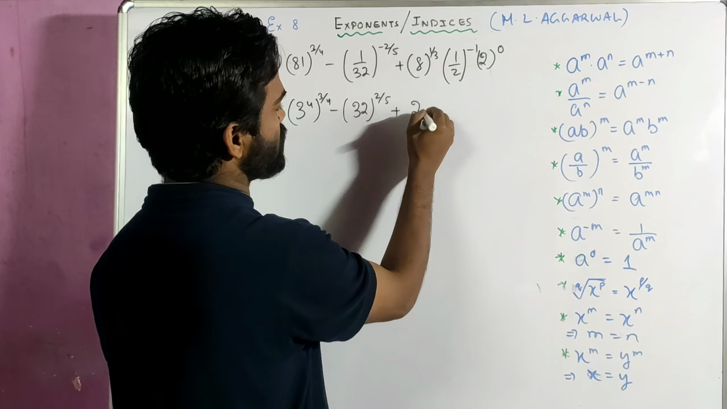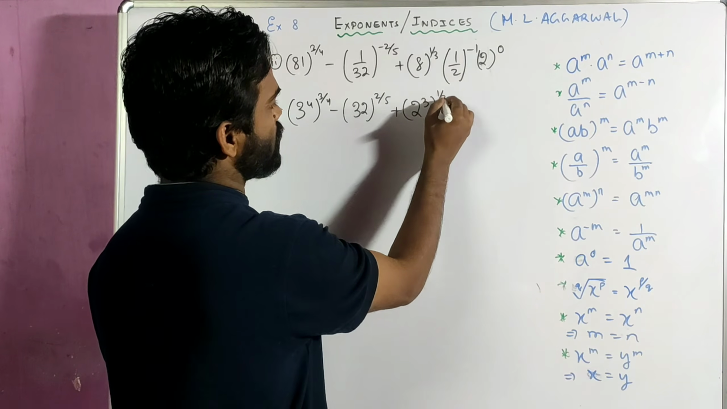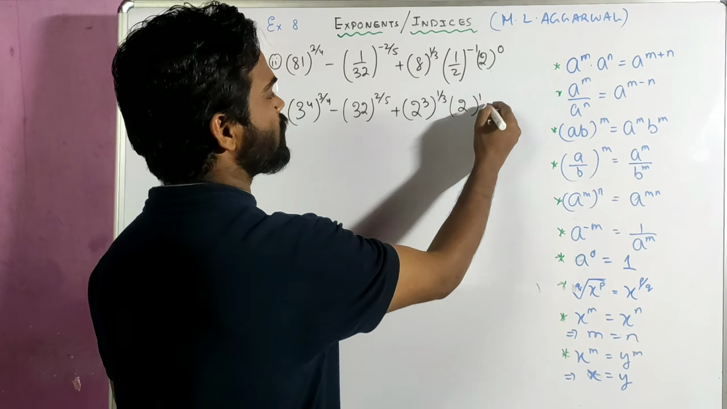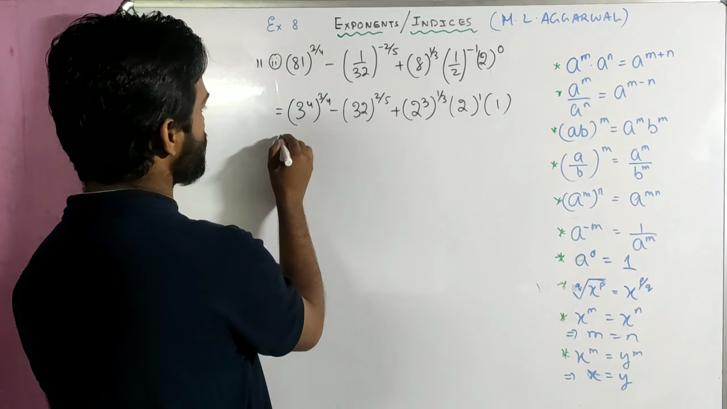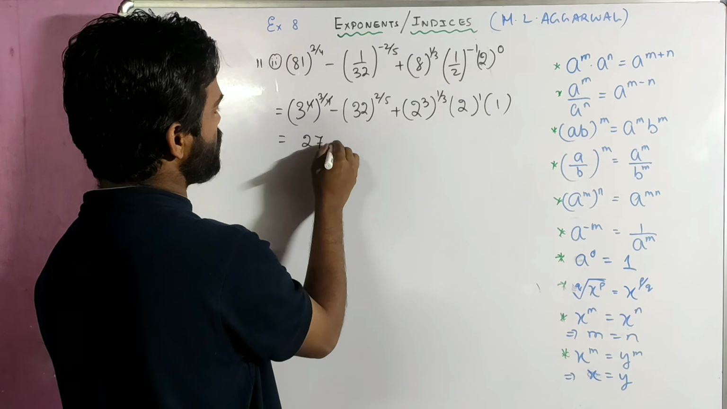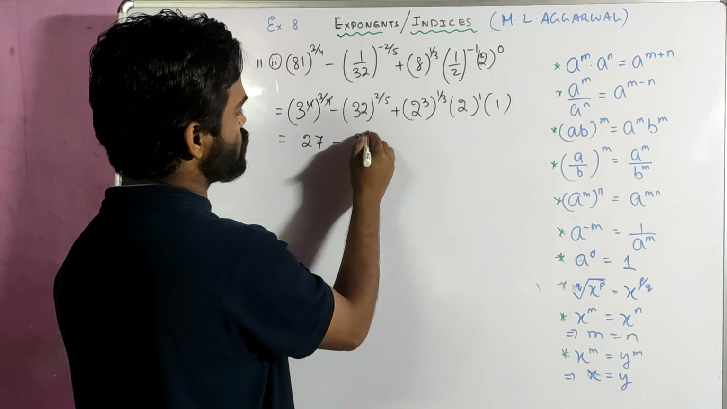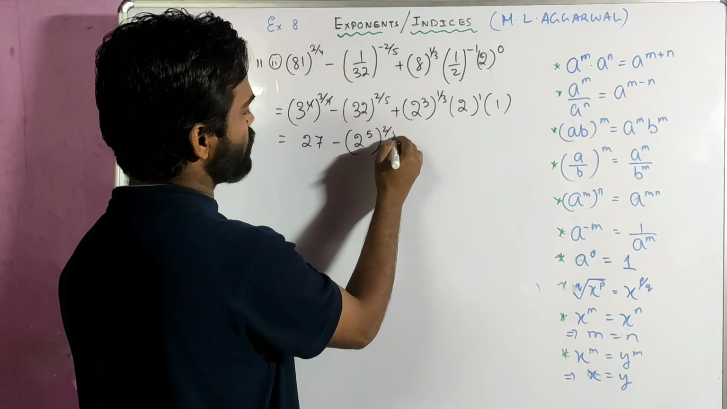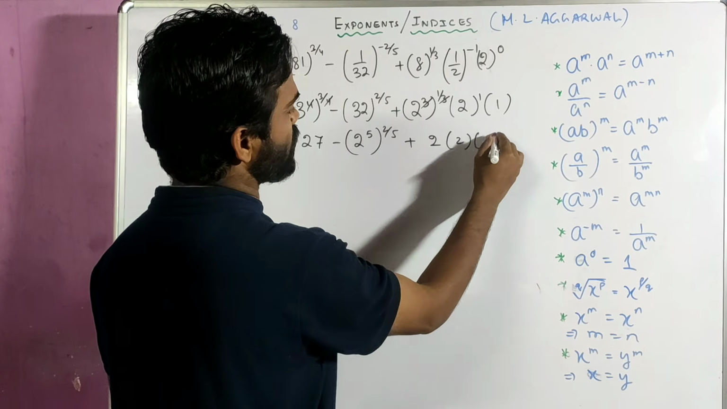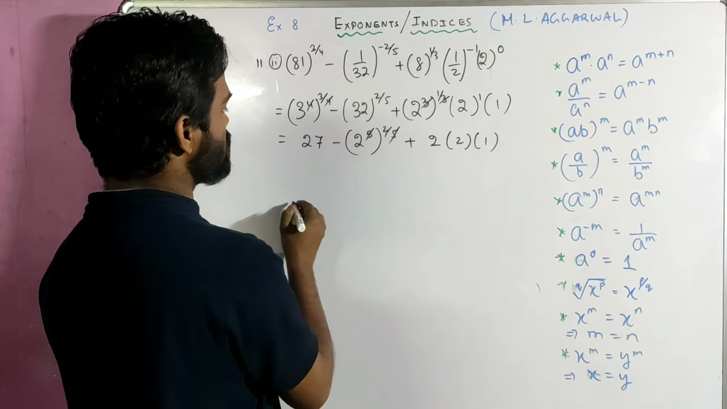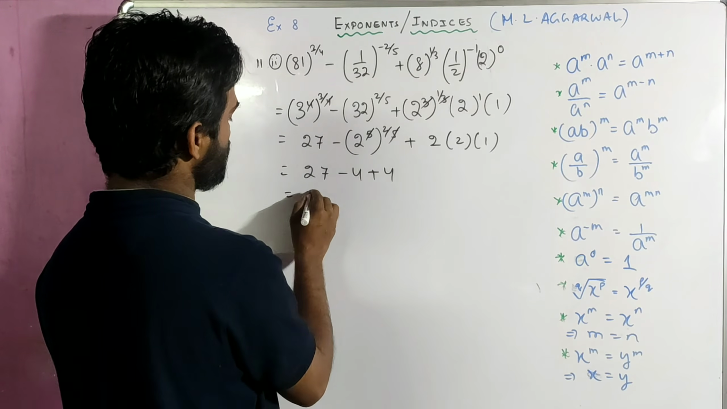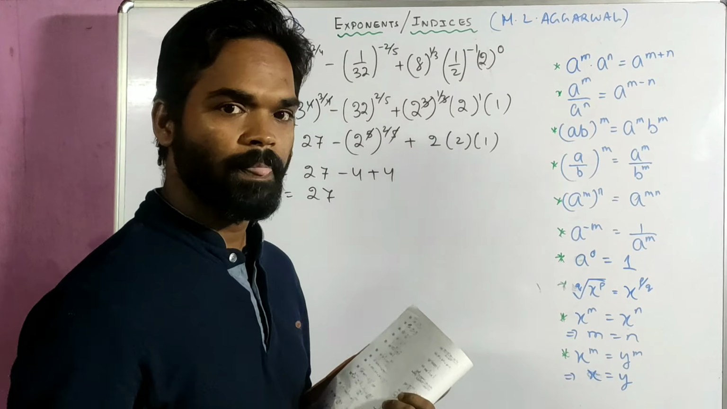Now 8 can be written as 2 cube. Again, this becomes a multiplicative inverse. So this becomes 2 to the power 1, and something to the power 0 is 1. Now this becomes 3 cube is 27 minus, this we can write as 2 to the power 5, 2 by 5, this 3 cancels out, so 2 multiplied by 2 multiplied by 1. So over here this and this cancels out, so this is 27 minus 4 plus 4, that's 27.